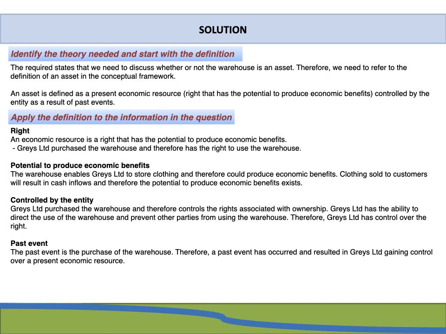So now we need to conclude. And our conclusion is that the warehouse complies with the definition of an asset in terms of the conceptual framework because we've addressed each one of the points of our definition and all four of those points have been met, and therefore this is an asset in terms of the definition of an asset.